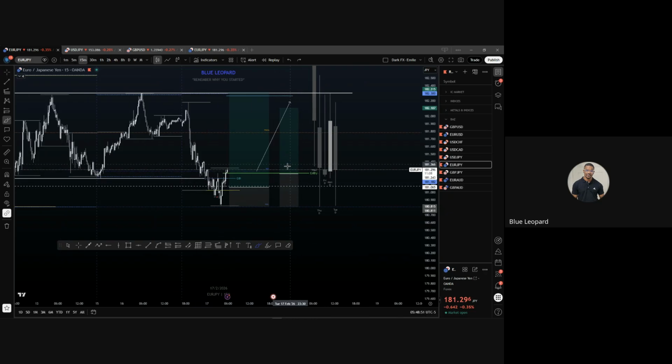This is another type of entry that I will take, but it's not the model. The model I've shown you is this one, okay? Because here you just pulled the 50% of your range, and that's where we entered, okay? You see? So now you wait for price to come back here and enter.